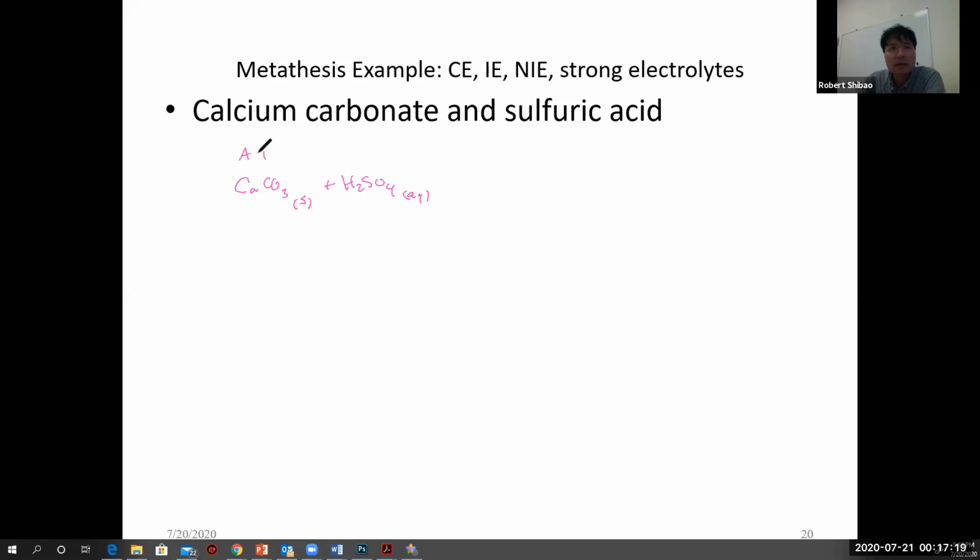This fits a pattern. It's AB plus CD. This is called double replacement. And all we do is we switch over the anions, so we just try different ion combinations. This is our current ion combination, A is paired with B. A new ion combination would be pairing A, the cation, with the anion D. A, the cation, is calcium, and the anion for D is sulfate. So calcium and sulfate combined would make CaSO4.